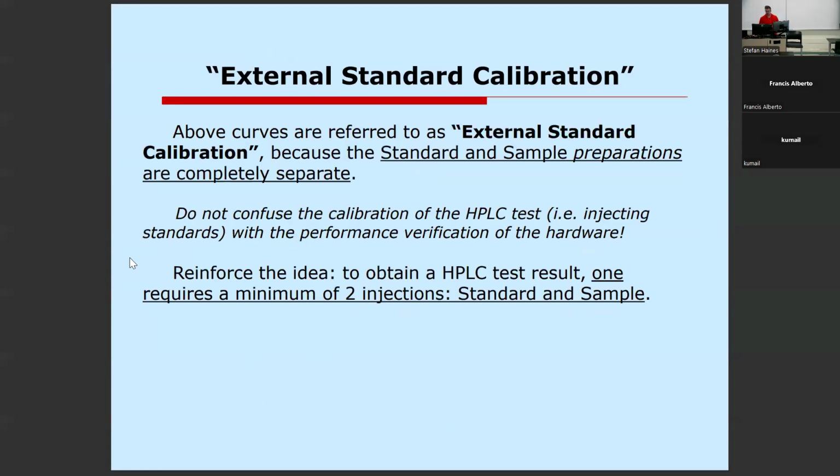So yes, these are called external standard because we have samples and standards that are completely separate. The standard is external, which implies, of course, the internal standard, which will come in later. And of course, make sure you don't mix up your calibration of your HPLC, doing your standards, with the actual performance verification, the plate count, the flow rate, stuff like that. We're not going to mix those things up. All right, so if we want to get a good result, we need 2 injections, standard and sample.